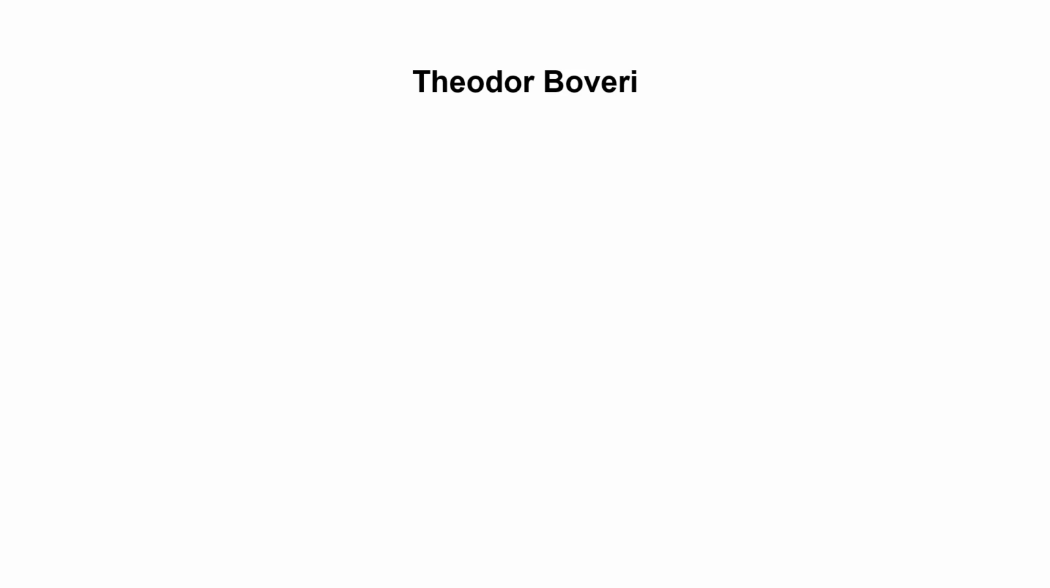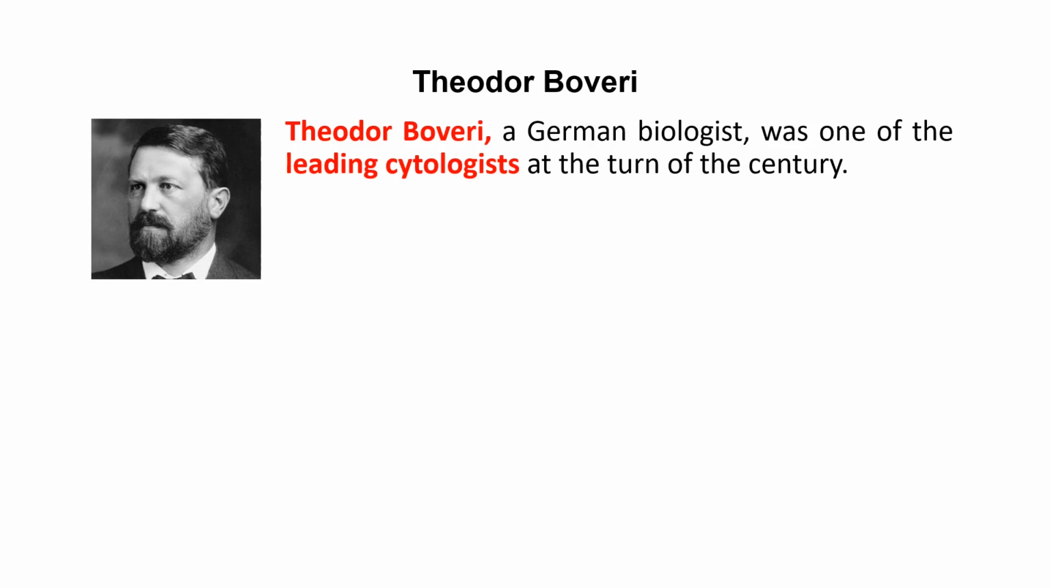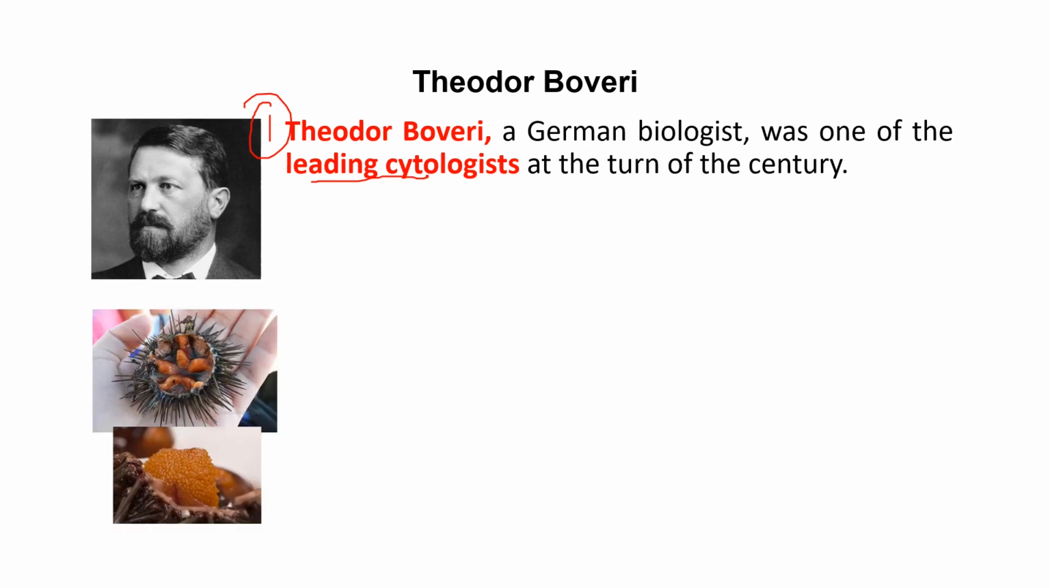So one of the examples of these cytologists was Theodor Boveri, one of the persons that proposed the chromosomal theory as we watched in the previous slides. And this German, as I said, was a leading cytologist, and he used as a model organism the eggs of the sea urchin.